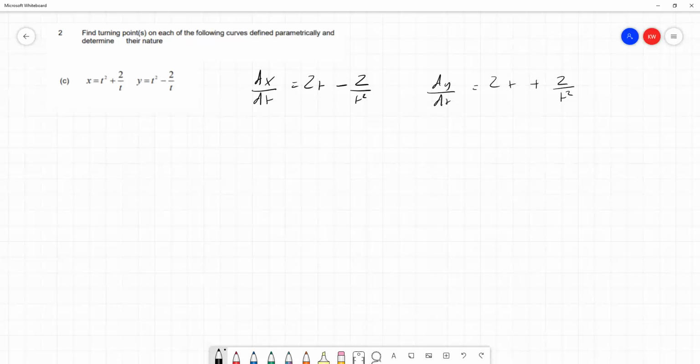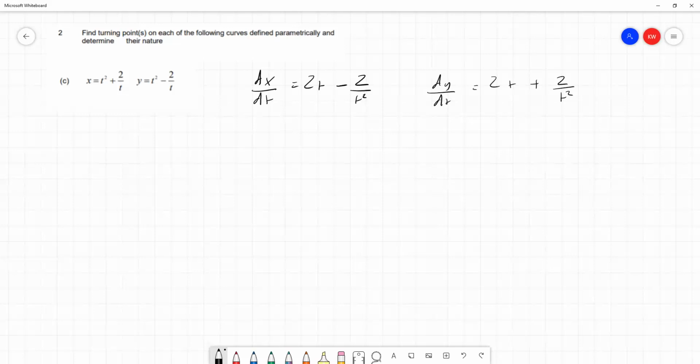But remember, when we have something over t, that's effectively t to the power minus 1. So that's where our sign change is coming from. And when we decrease our power, 1 over t becomes 1 over t squared, because that's a power of minus 1 going to a power of minus 2.